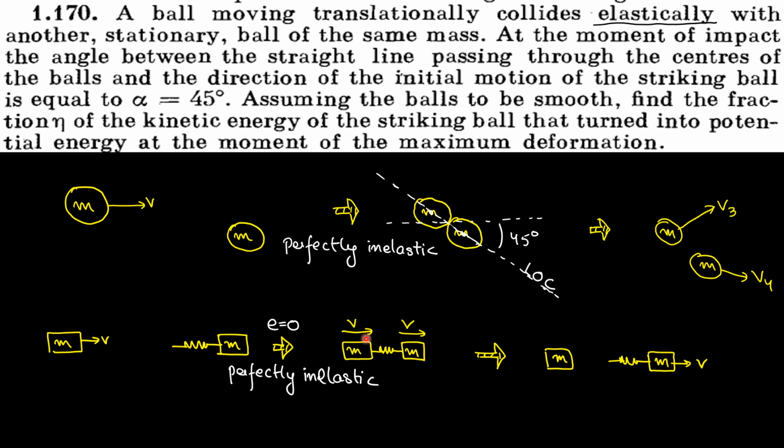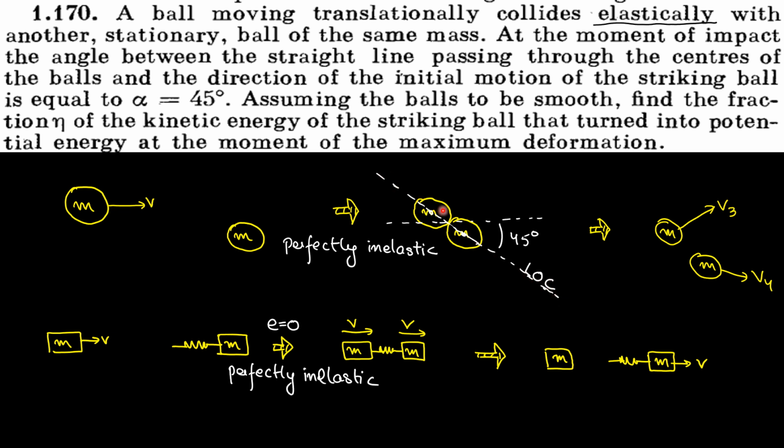Fair and fine. But the difference between this problem and this problem is that this is a 1D problem and this is a 2D problem, isn't it? So what is the difference? See, the coefficient of restitution you can only apply along the line of collision, no, isn't it?